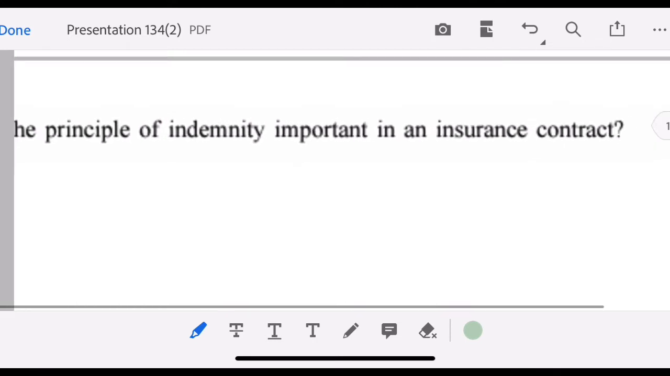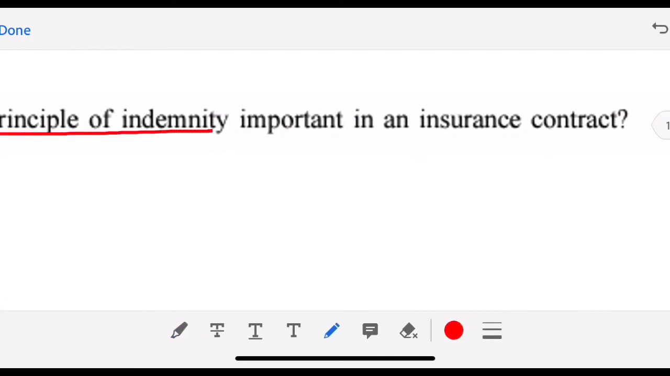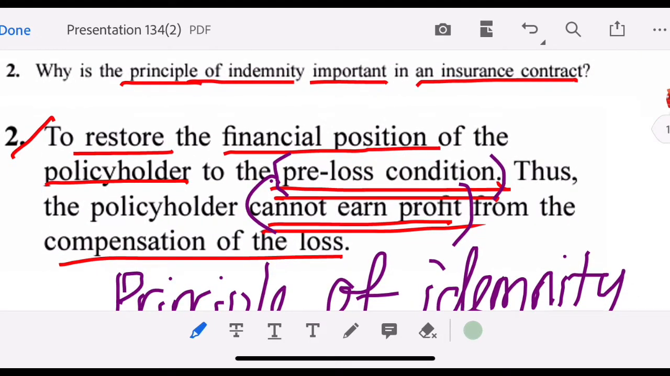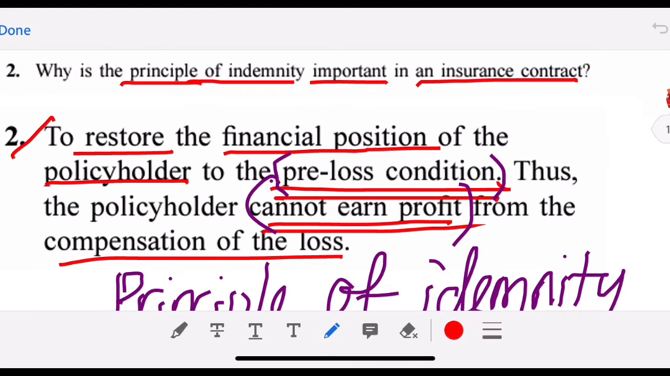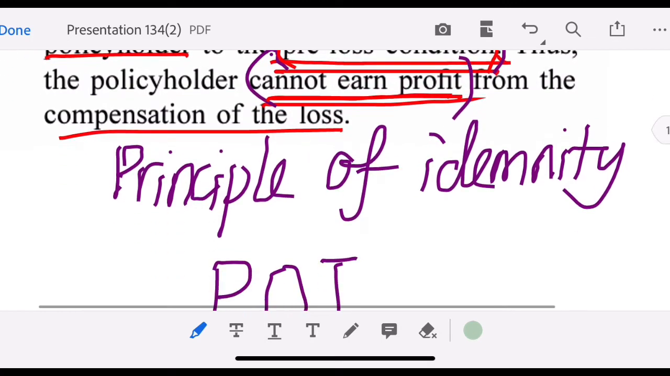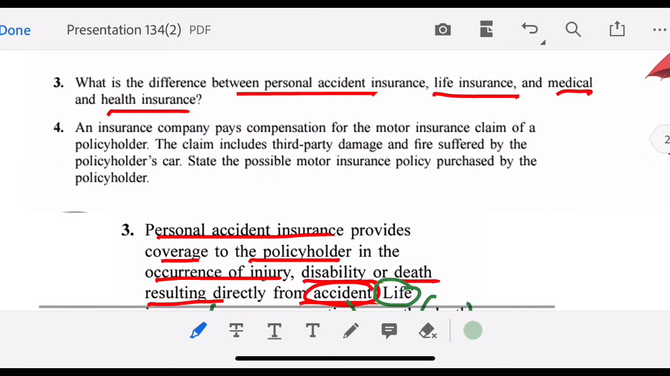Okay, what is the meaning of the principle of indemnity, which is actually important in an insurance contract? So the principle of indemnity is to restore the financial position of the policyholder to the pre-loss condition. Thus, the policyholder cannot earn profit from the compensation of the loss. So this is the principle of indemnity, or we call it POI. Right, so let's go through another one.